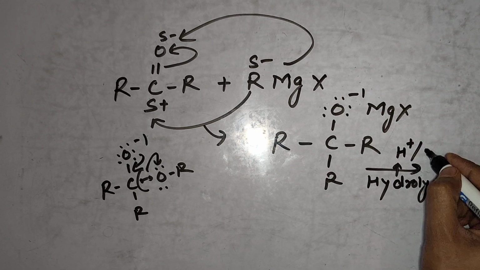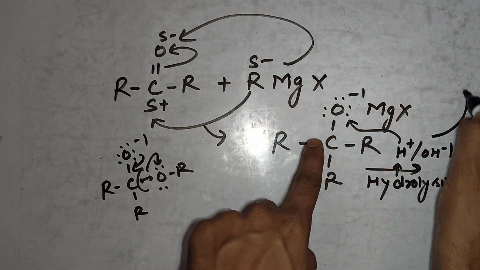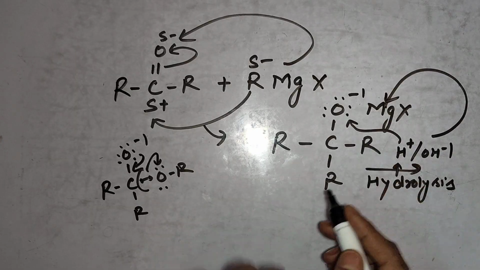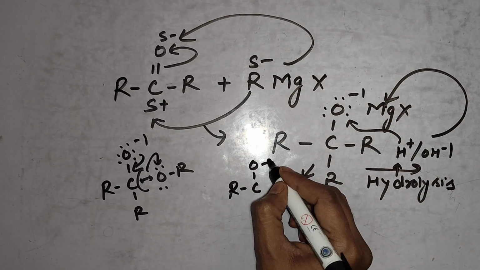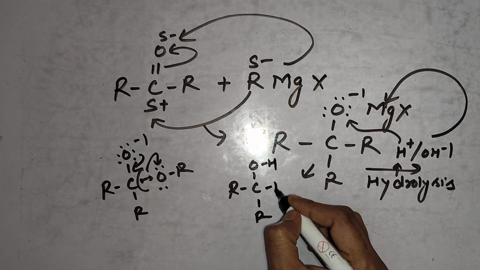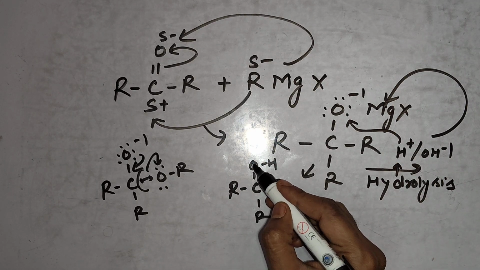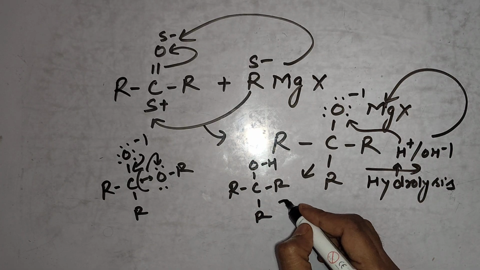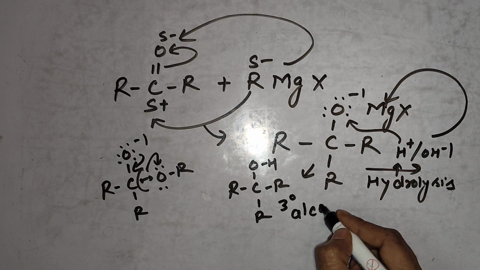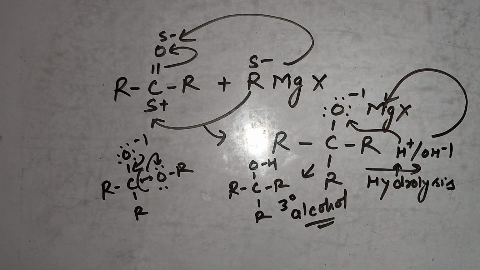H positive, OH negative. H positive will attack on O, Mg will be attacked by OH negative, and finally you will get R3COH, an alcohol. And what is the degree of the alcohol? Please check. OH is connected to the carbon which is further connected with 3 carbons, so a 3 degree alcohol. I already said to you, ketones will create 3-degree alcohols. Aldehydes are creating 2-degree alcohols.